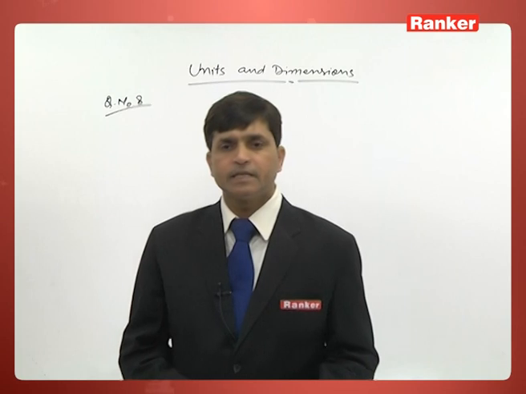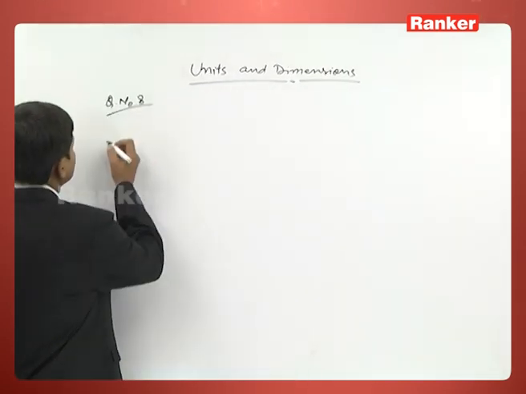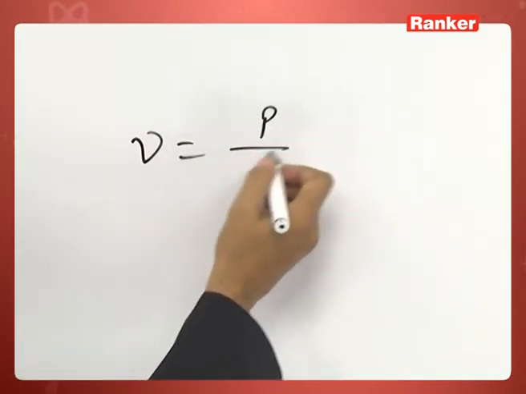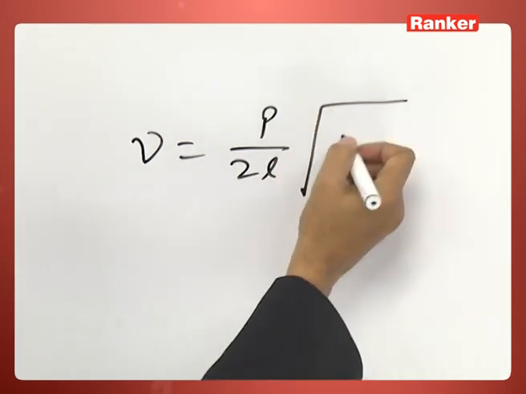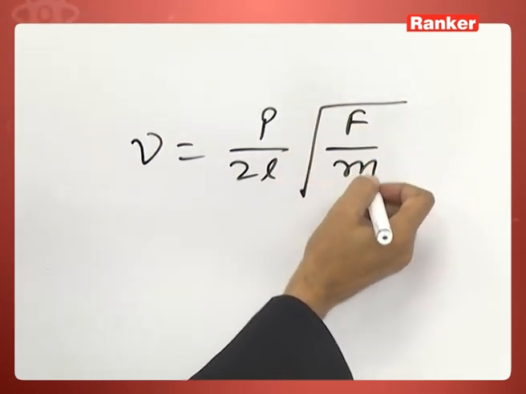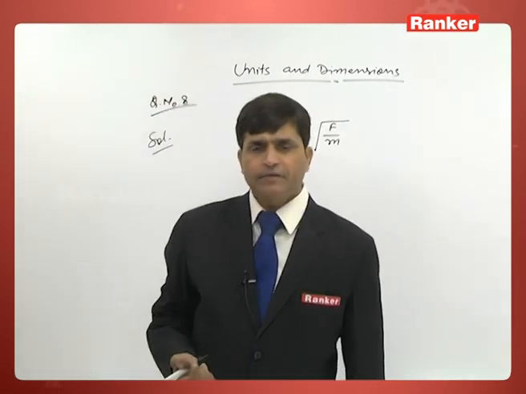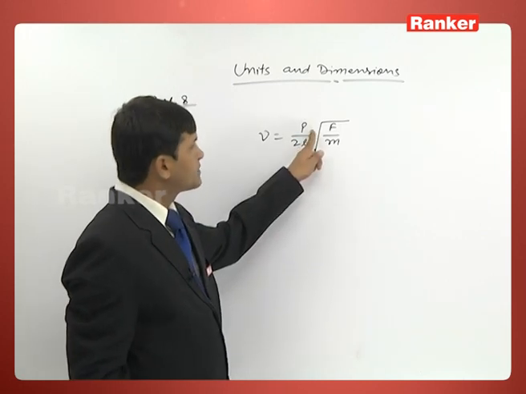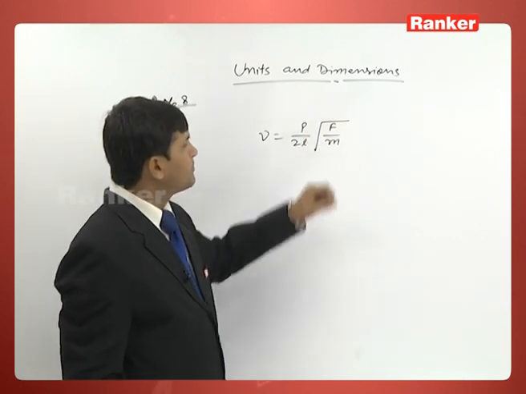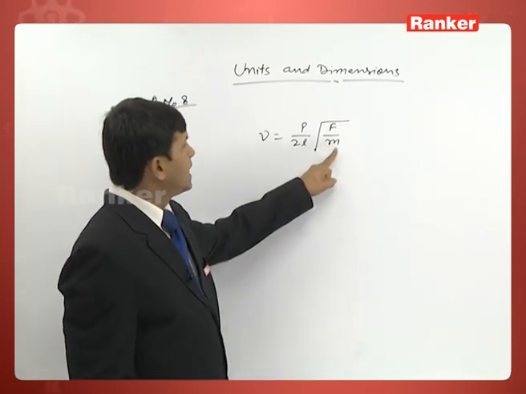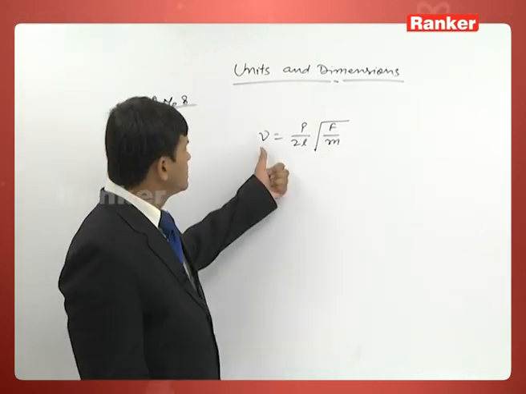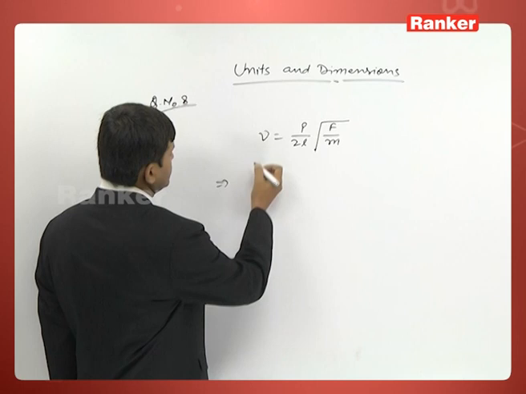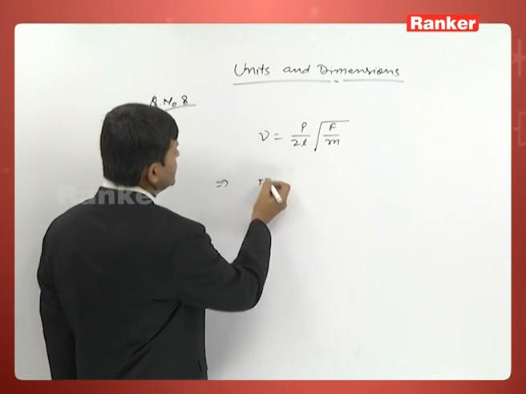Now see how to solve this problem here. So the solution is that nu is given as P by 2L under root F by m. This is the relation for frequency. Now P is the number of loops. This is a simple number. L is the wire length. F is the force, and the dimension of m we have to find. And nu is the frequency. The dimension of frequency is T to the power minus 1.